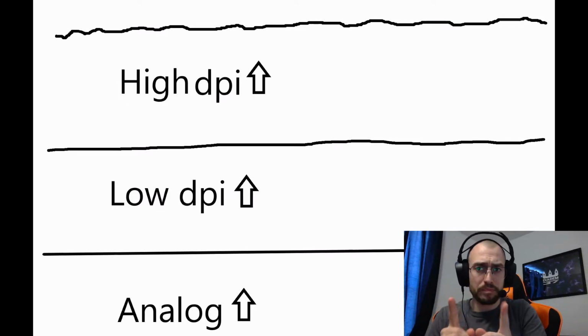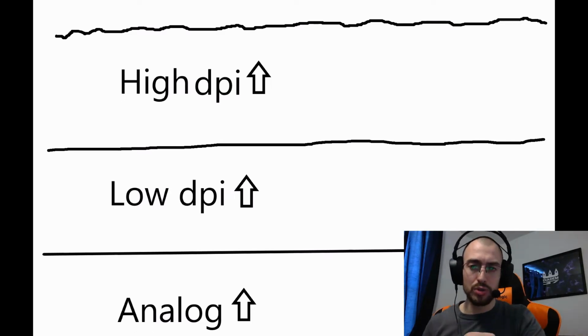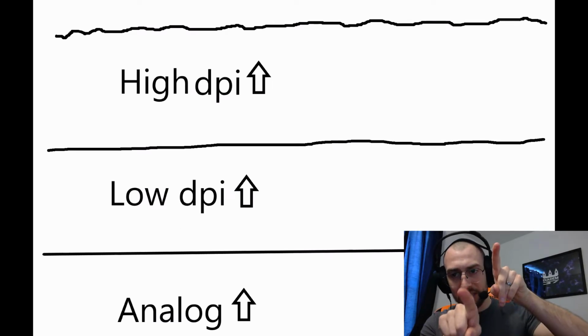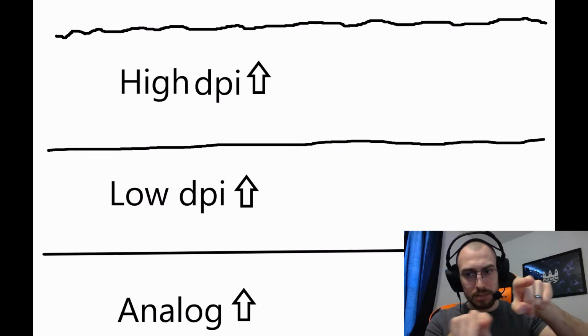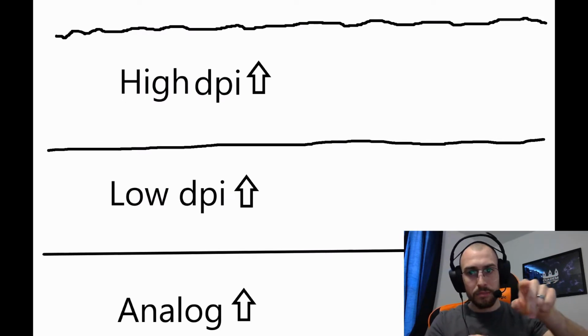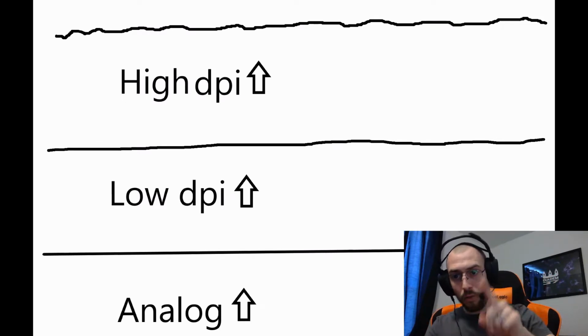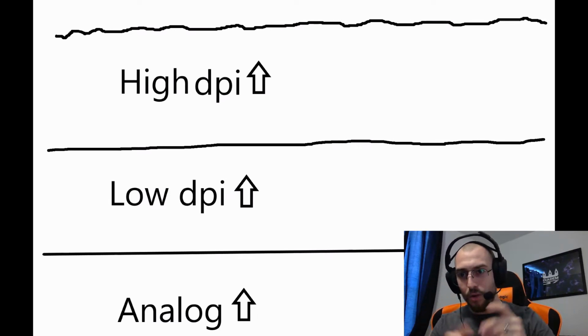Now, here's the key thing to know. If you add 15 smoothing to low DPI, you get a sponge effect. What I mean by that, this is our mouse, this is our aim cursor. As I move my mouse, it lags behind. So with no smoothing, we're at a 1-to-1 with a low DPI. With high smoothing and a high DPI, I still maintain that with a straight line.